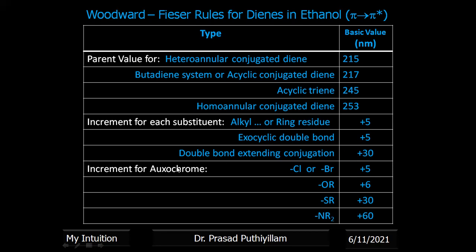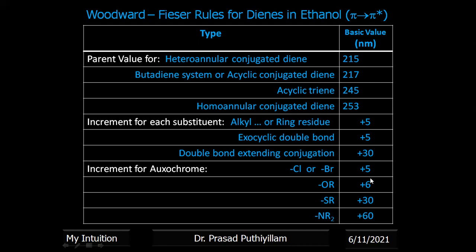Now some auxochromes: if chlorine or bromine is present, we need to add 5. If an alkoxy group, OR group, is present, we need to add 6. If an SR, alkyl thiol group, is present, we need to add 30. If an amine, a secondary amine group, is present, we need to add 60. So this much value we should remember.